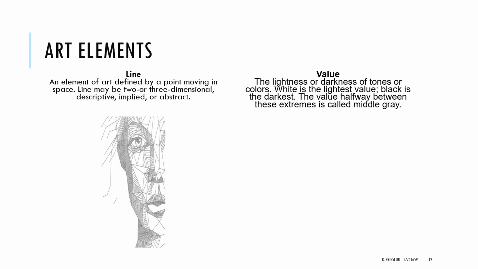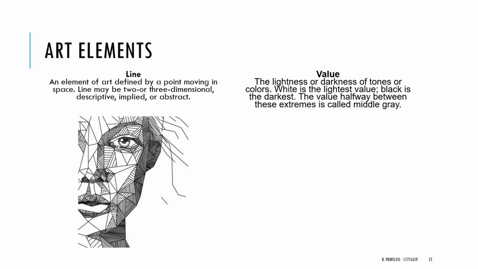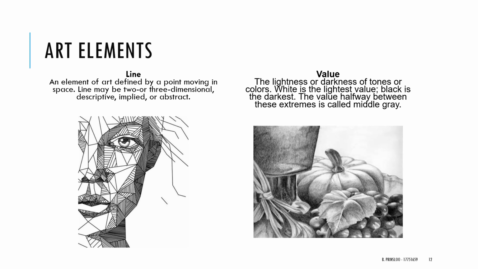Line, an element of art defined by a point moving in space. Line may be two- or three-dimensional, descriptive, implied, or abstract. Value, the lightness or darkness of tones or colors. White is the lightest value, black is the darkest, and the value halfway between these two extremes is called middle gray.